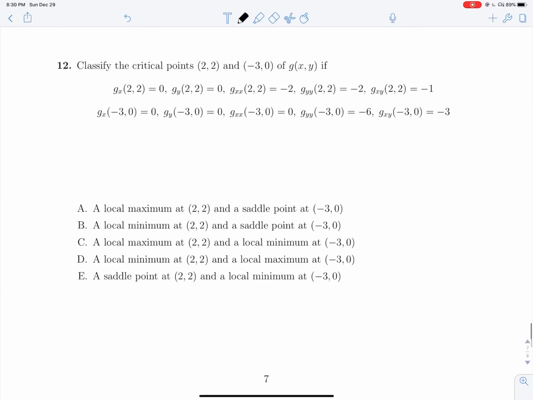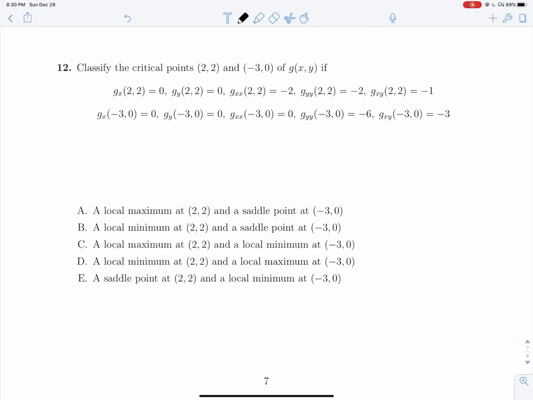Finally, let's classify these critical points, (2, 2) and (-3, 0). And all we need to know for this is the rules for the second derivative test. This is essentially the easiest possible second derivative test question that they can give you, because all you need to know are the rules that usually you'd have to bring in at the end of another question after doing all the math for yourself. There have been very, very mean ones, especially on the final. They like to get really, really rude with it.